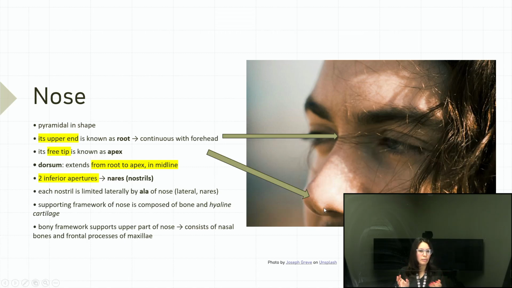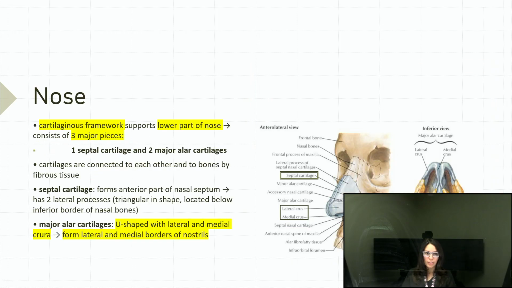Each nostril is limited by an ala of the nose more laterally, and they are supported. The tip of the nose is more supported by hyaline cartilage, which is why if you touch the tip of your nose, you can bend it.